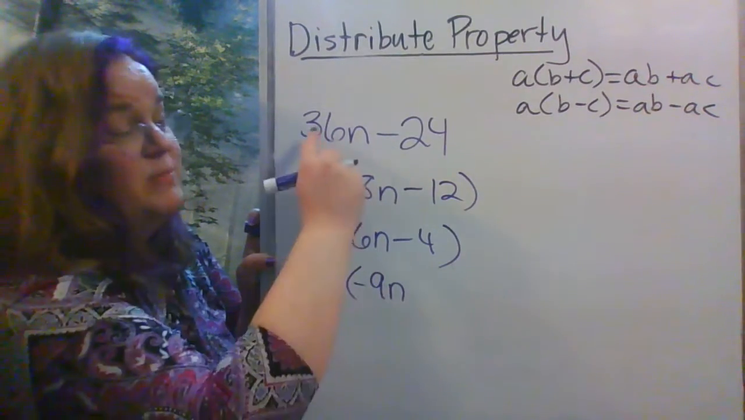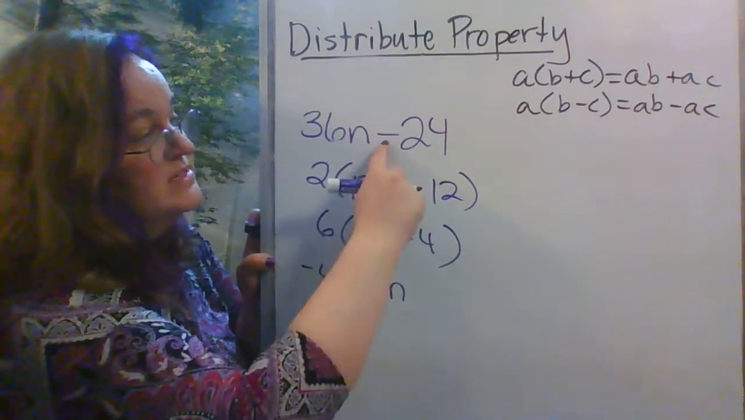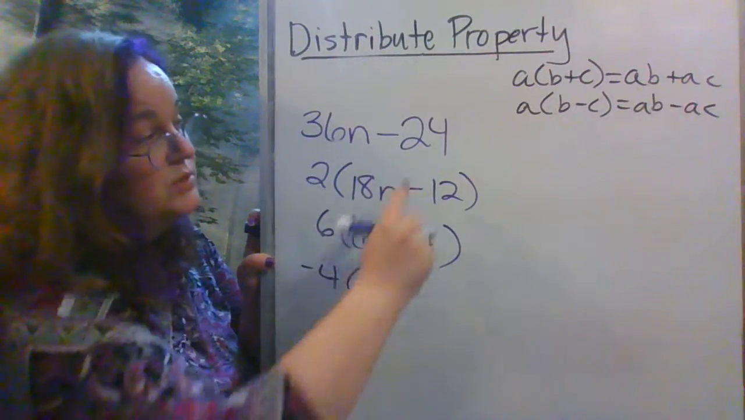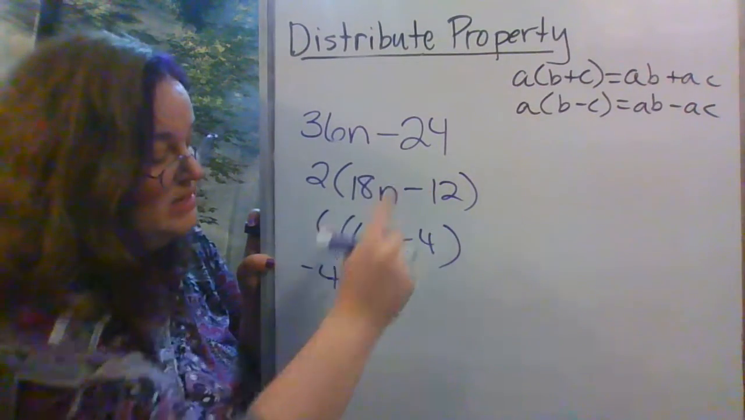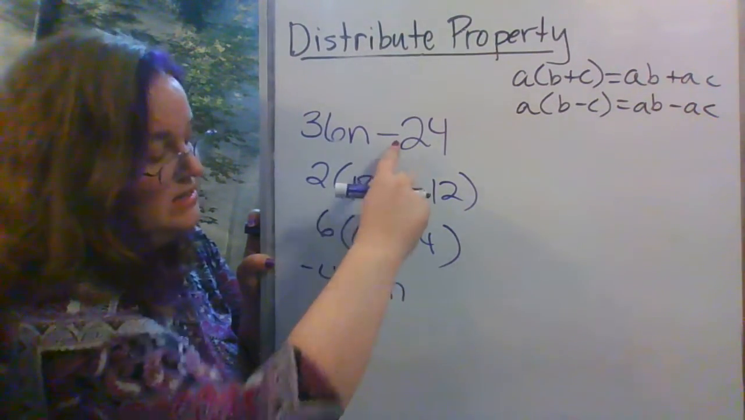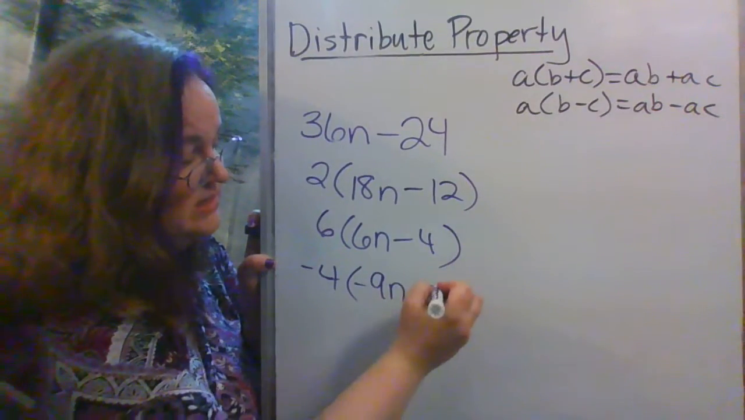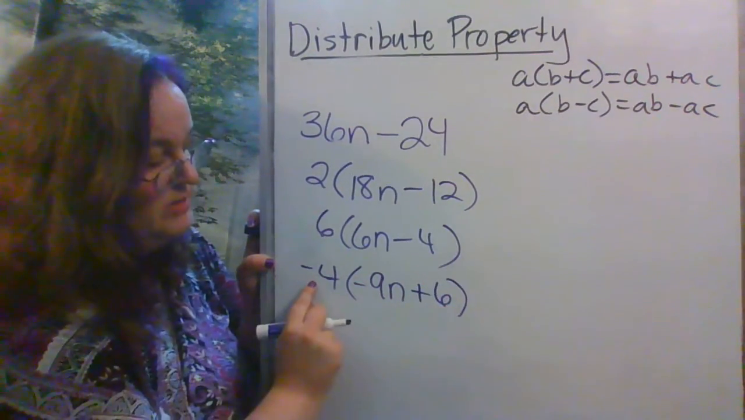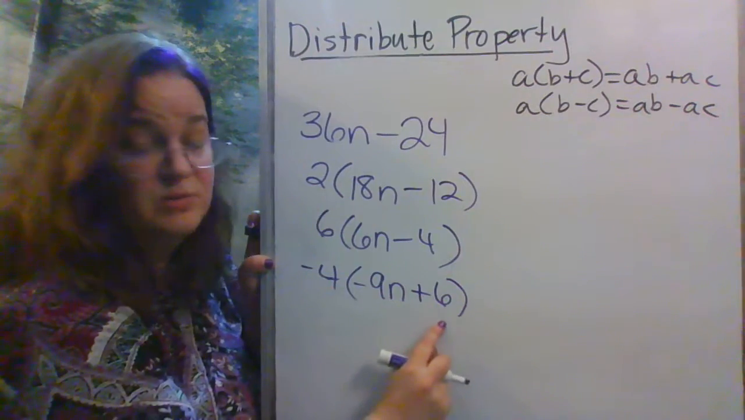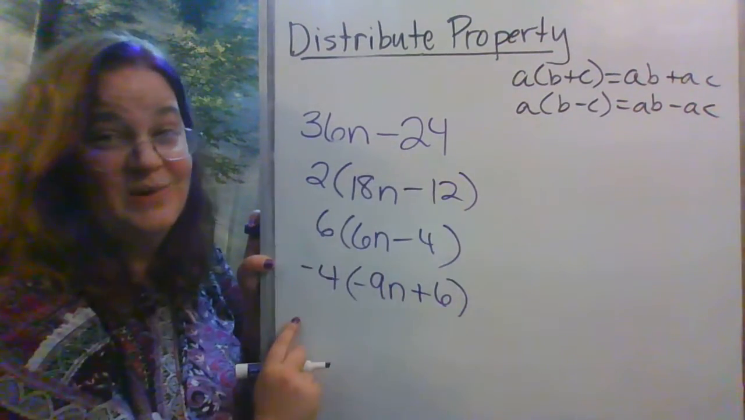So I want to be able to get back to this original one. This is a minus 24. 4 goes into 24 6 times, and if this is negative, or a minus, it's going to become a positive, so that when I do negative 4 times positive 6, I get a minus 24.